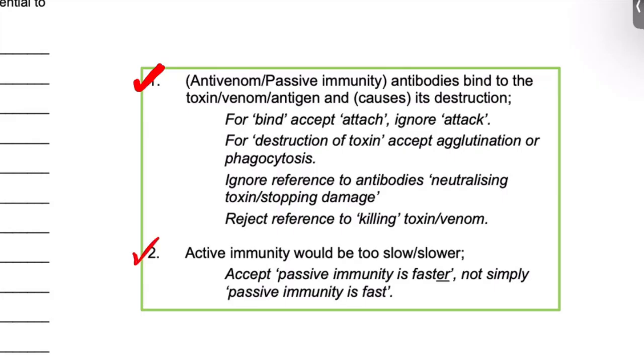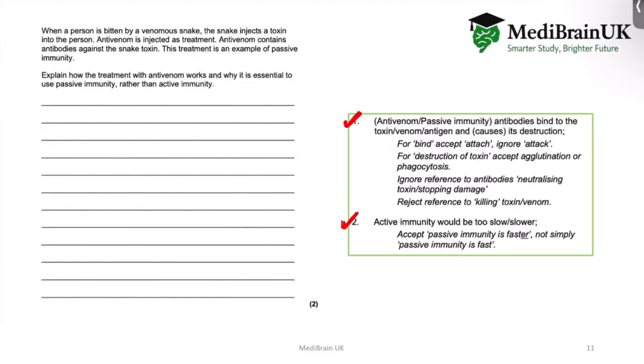If we used active immunity instead of passive immunity, then the active immunity would be too slow, because active immunity will need to produce the antibodies itself. Okay, it can't rely on other antibodies like passive immunity does. Okay, so in this case, passive immunity is more important, so you can get rid of the venom that is present within the person.